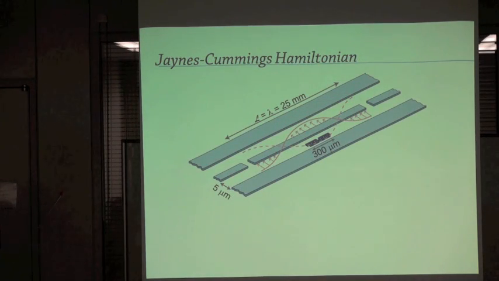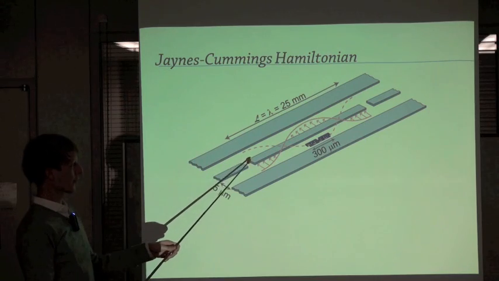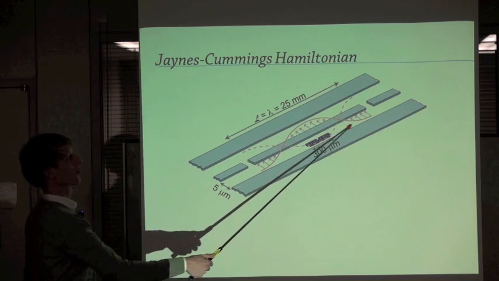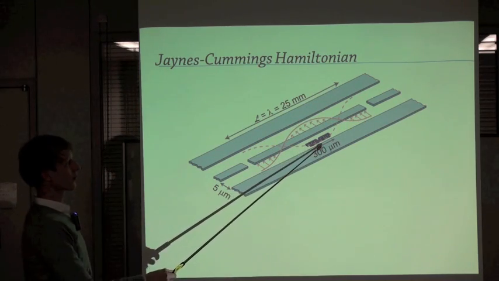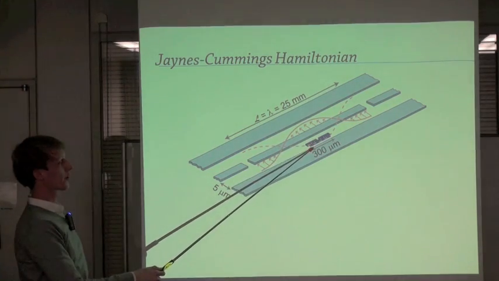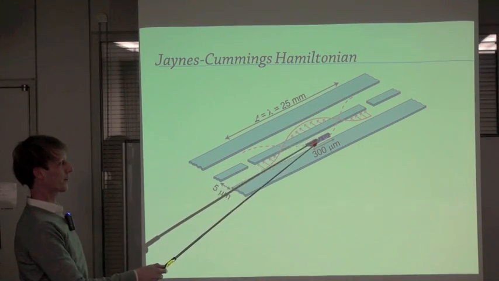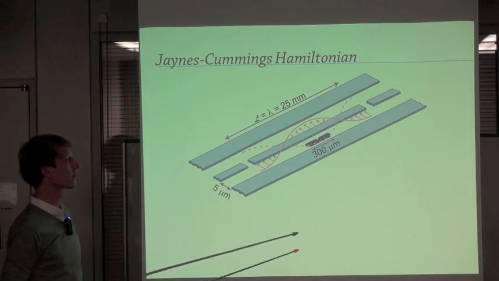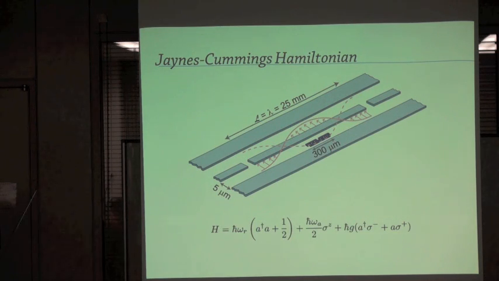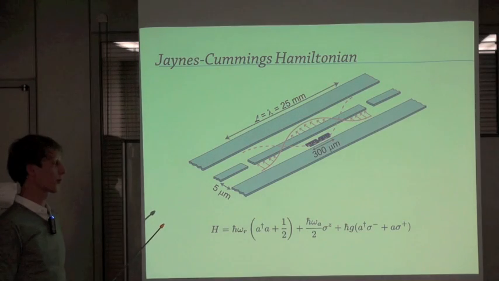To describe the system with a Hamiltonian, we consider this little toy model. We have our superconducting resonator here and a standing wave inside. Then what we do is we place our artificial atom here at an antinode of the field, so that we maximize the interaction between the field and the qubit. And in general, such a system where we have a two-level system interacting with a field is described by the Jaynes-Cummings Hamiltonian.